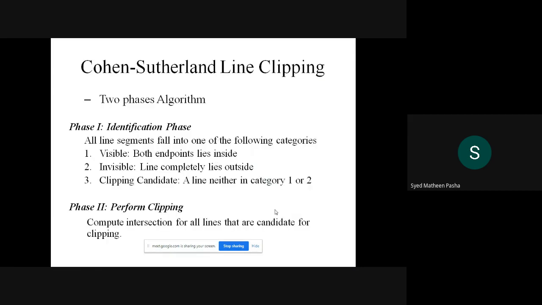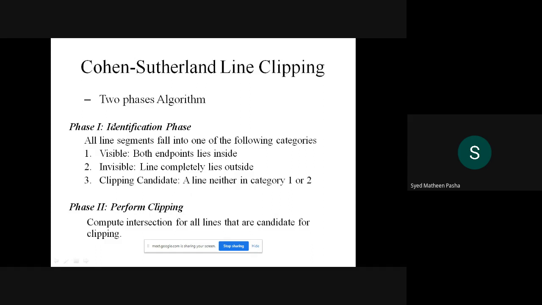Then in the Cohen-Sutherland line clipping algorithm, basically we have phases. The whole algorithm is developed in phases because whenever Cohen-Sutherland started developing this algorithm, he needed to divide it, as the definition says, there is division of regions, right? So he started designing this algorithm into phases. We'll check out each phase. In the first phase, he defined the identification phase. In the second phase, he defined performing clipping, that is, you'll be performing clipping there.